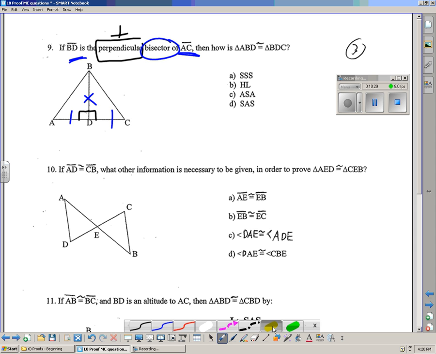So if we take a look, side, then the angle that's in the middle, and then side. Side angle side is the answer.